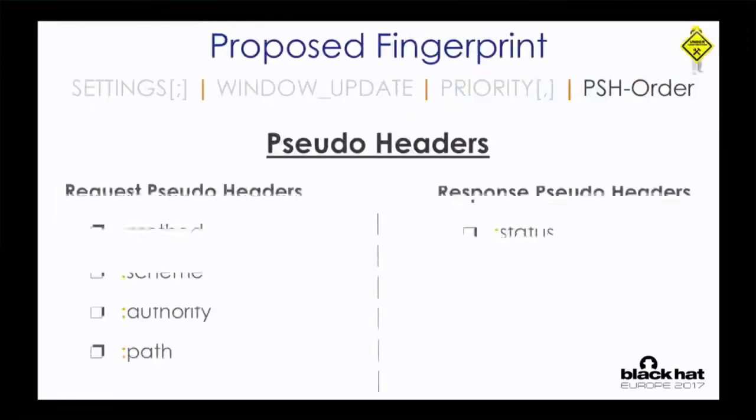So we've introduced the pseudo headers. Now, what are the pseudo headers? The RFC defines a closed set of pseudo headers. 1 for the response, and 4 for each request.